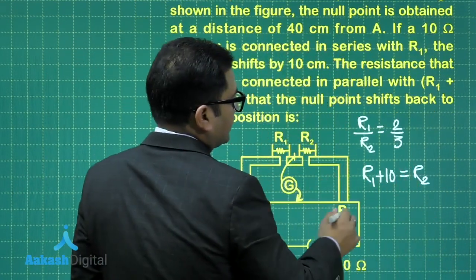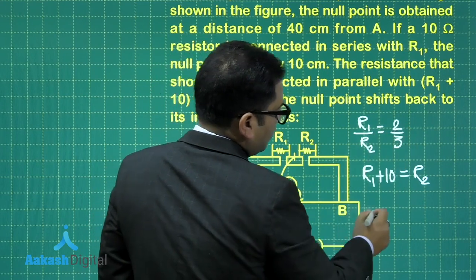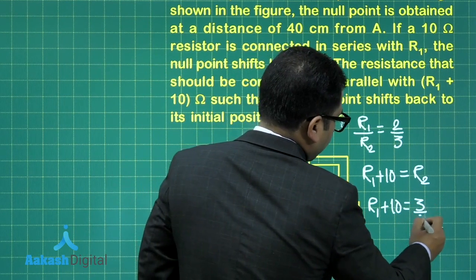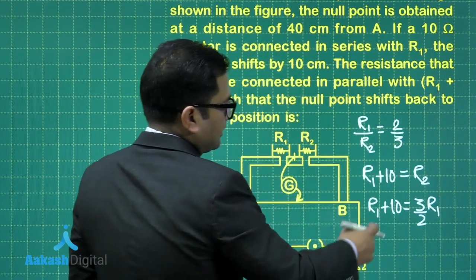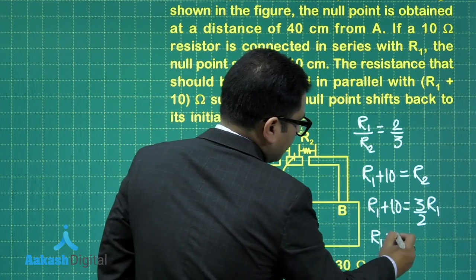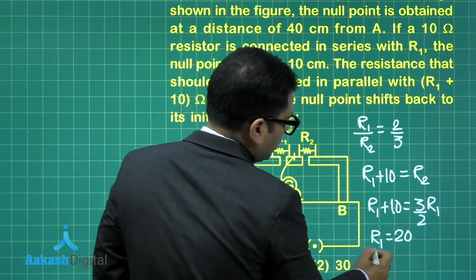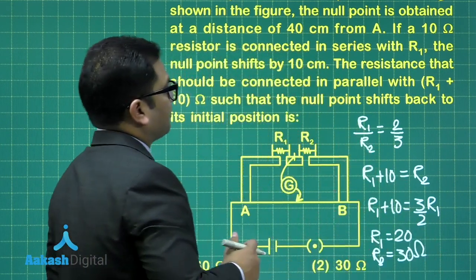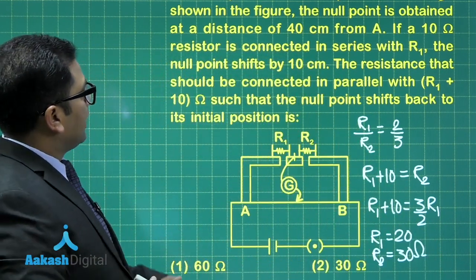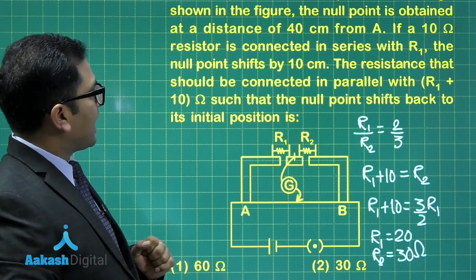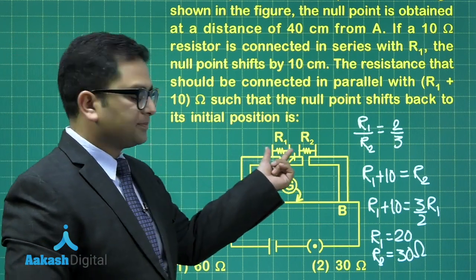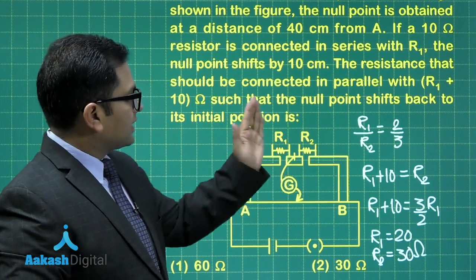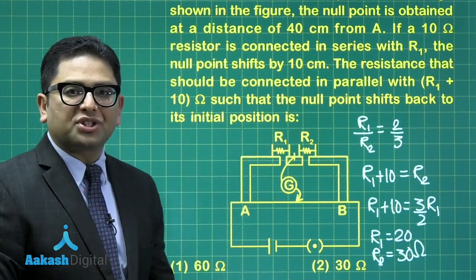So what will I get? R2 is 3 by 2 R1. So I get R1 plus 10 is 3 by 2 R1. And R1 is quite obviously 20 ohm and R2 would obviously be equal to 30 ohm. That's a straightforward calculation. Now the question says, the resistance that should be connected in parallel with R1 plus 10, so this would be 30, such that the null point shifts back to its initial position.